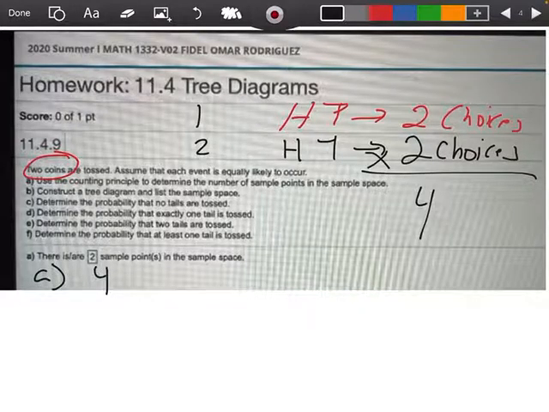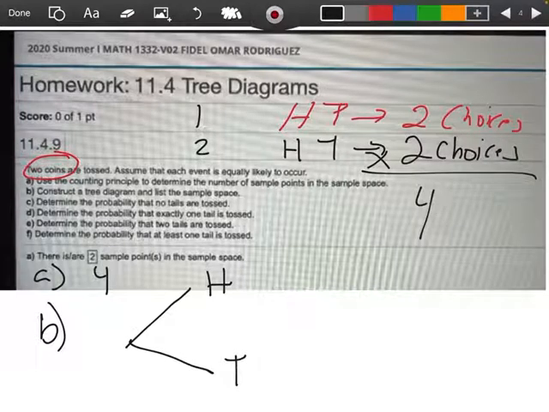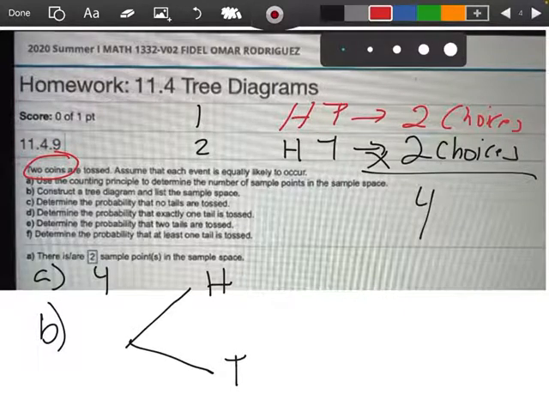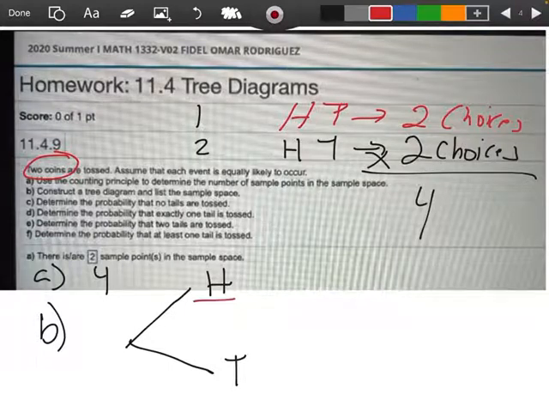Okay, now part B says, let's construct a tree diagram and list the sample space. So when we're going to do our tree diagram, remember, we're flipping two coins, right? So when we flip the first coin, our choices are heads or tails. Those are the two possibilities that we can end up with. Now, when we flip the second coin, suppose when we flip the first one, we landed on heads.